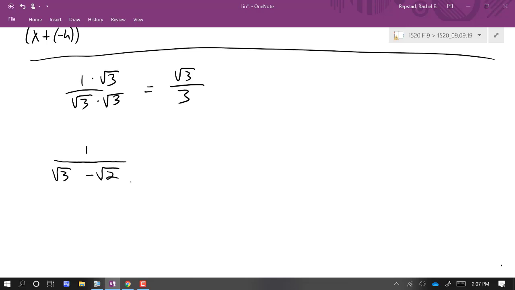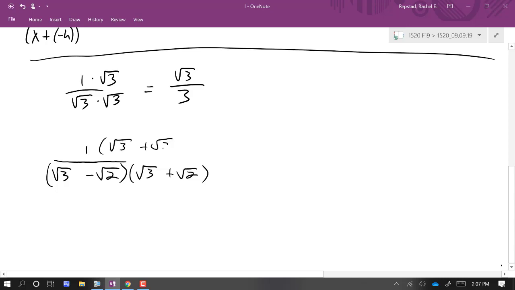If you flip the sign, multiply by the square root of 3 plus the square root of 2 on the top and bottom. We call that the conjugate. So we would just do this. And we get root 3 plus root 2 over, and then if you FOIL this out, you'll get 3 minus 2, which is just 1.